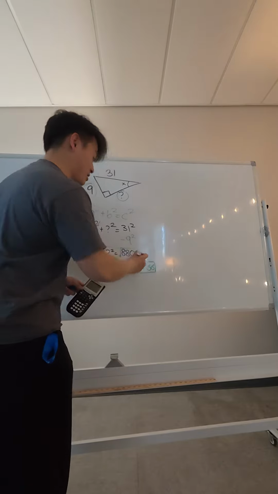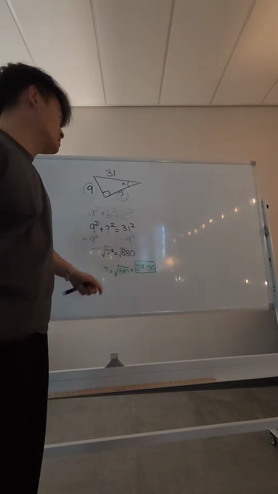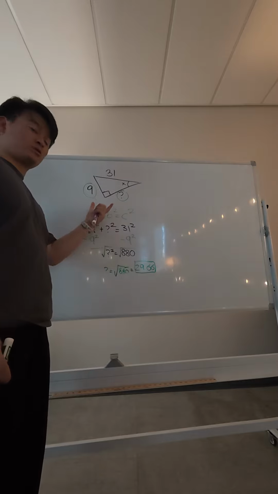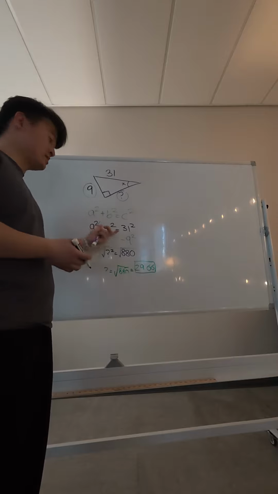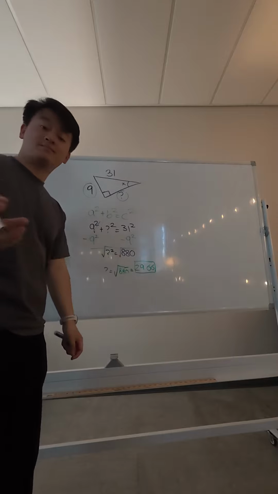And so that's really all we have to do to solve for a missing length. Use a squared, b squared, c squared. Figure out what a and b are. I like circling because it makes it easier. And then solve for the missing side. And that's it.